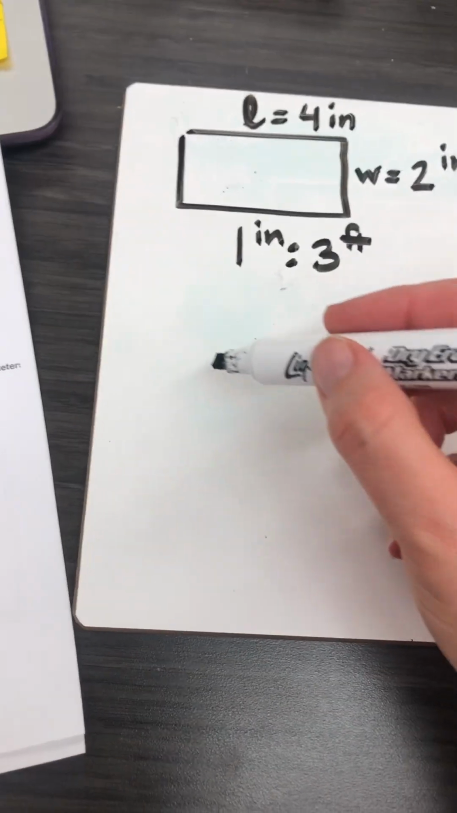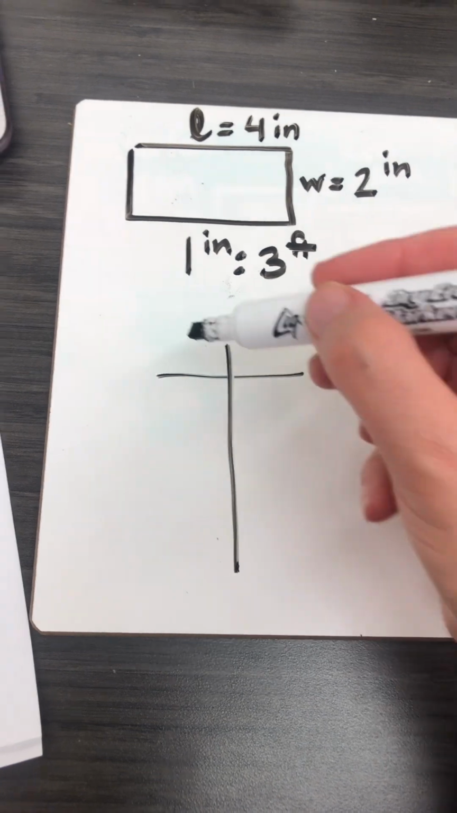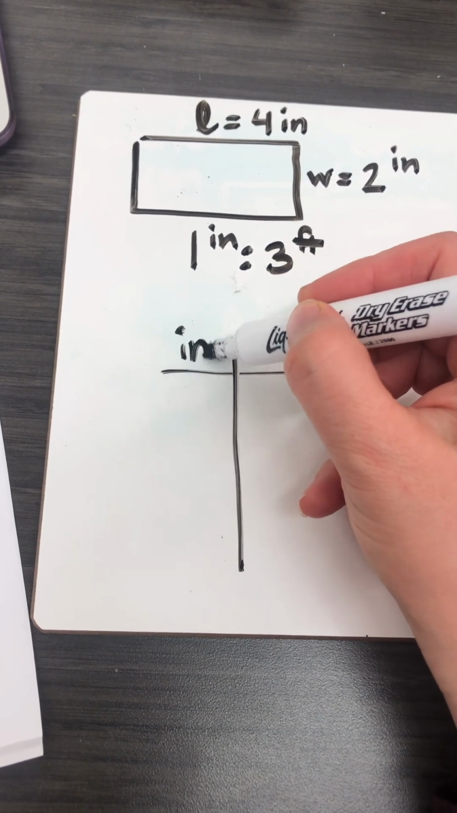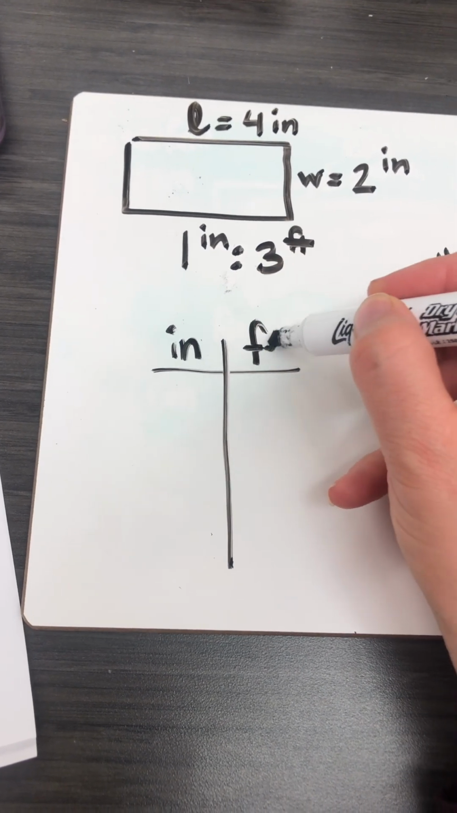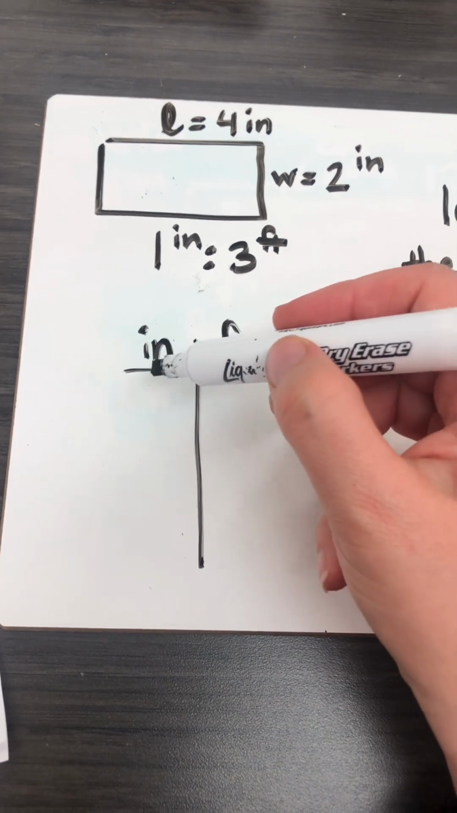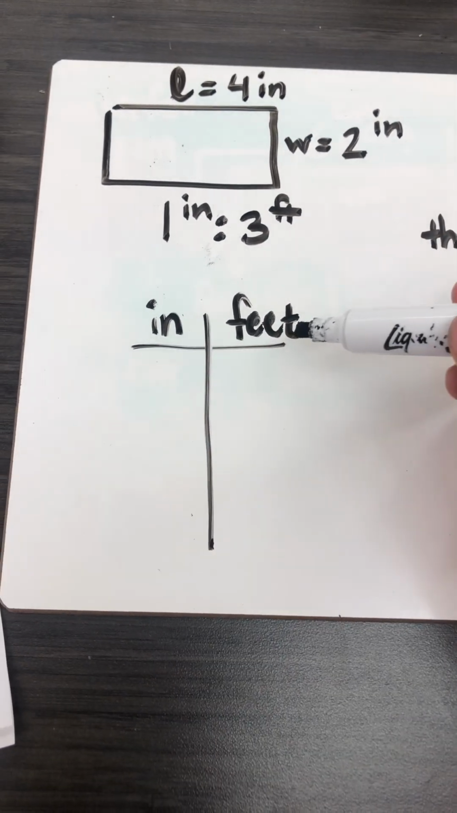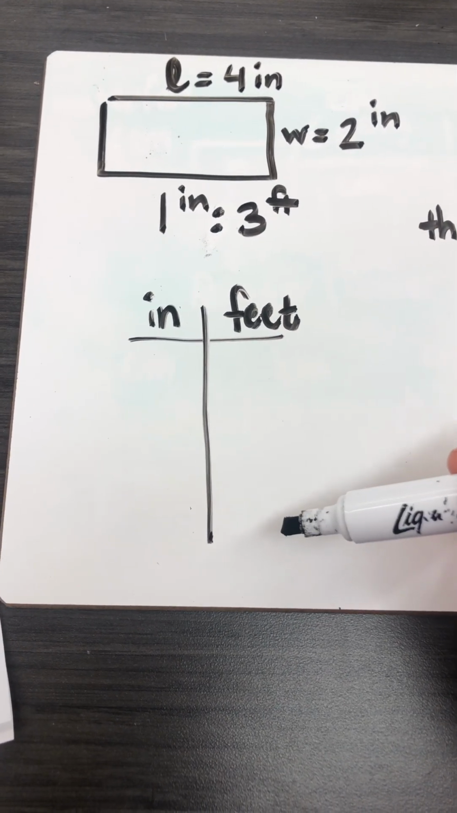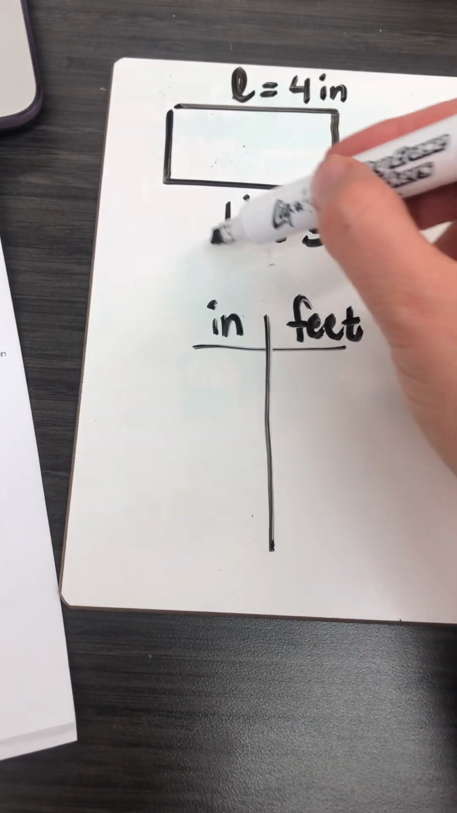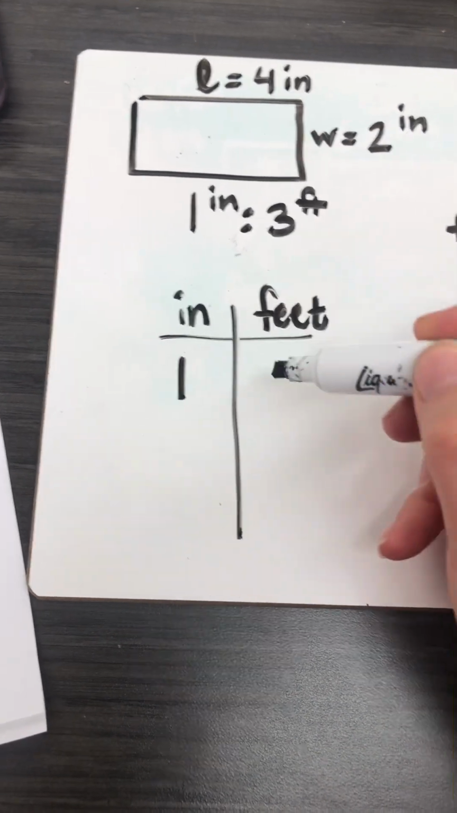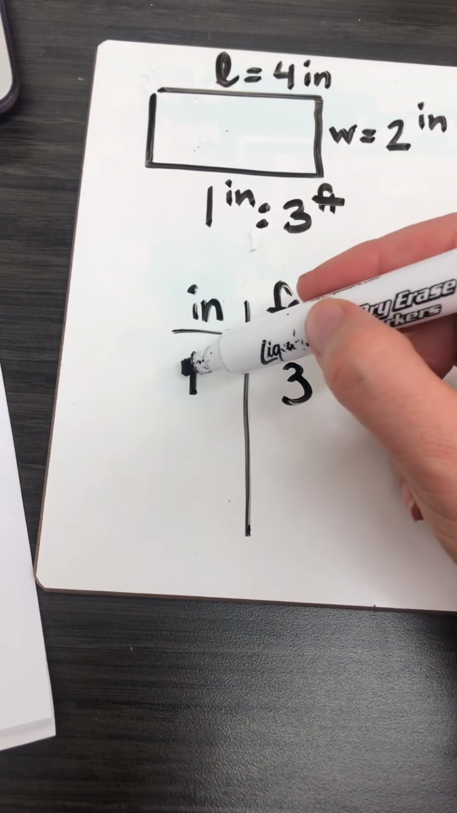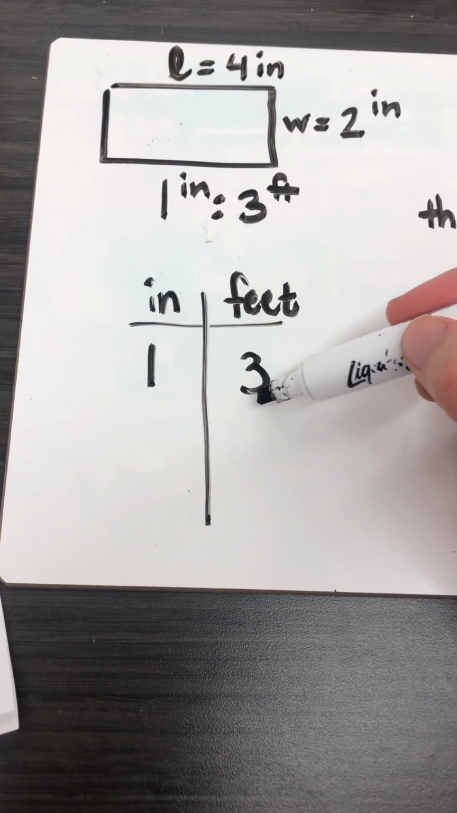So I'm going to create a table. I'm going to label one side inches and one side feet. The inches is the drawing and the feet is the real trampoline. I will put in the information that they provide for me. So 1 inch representing 3 feet.